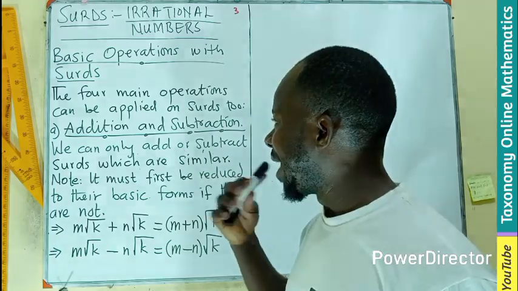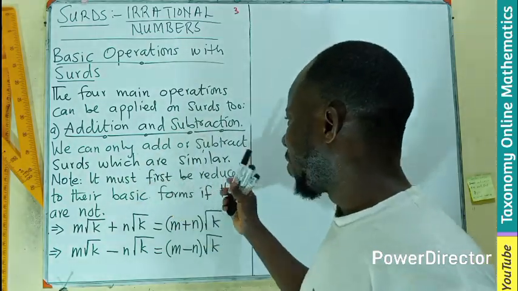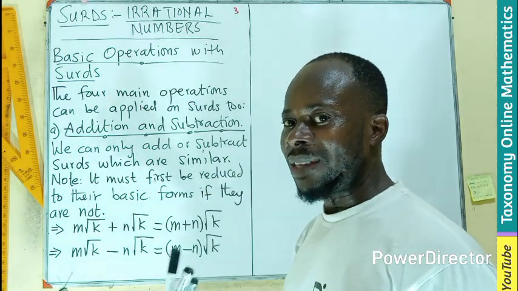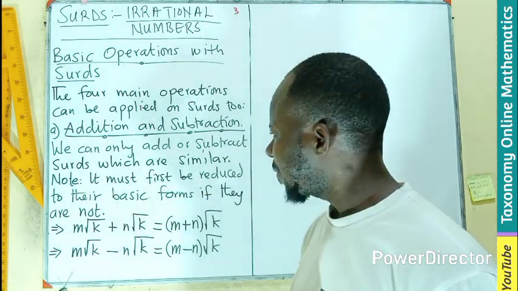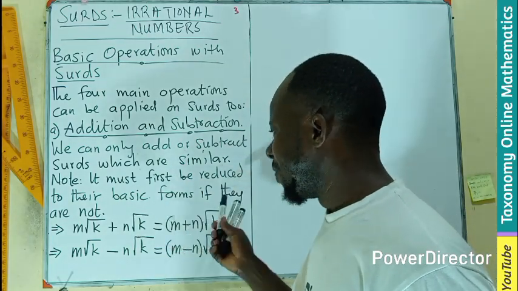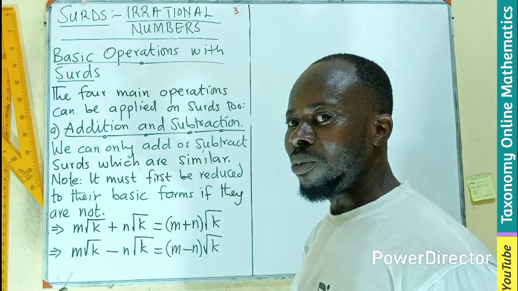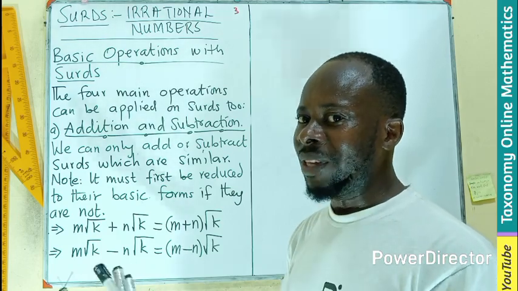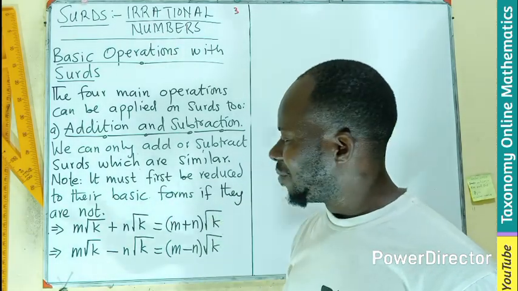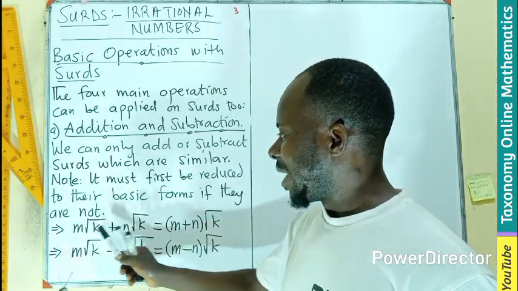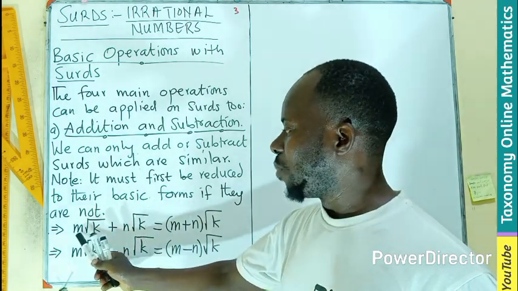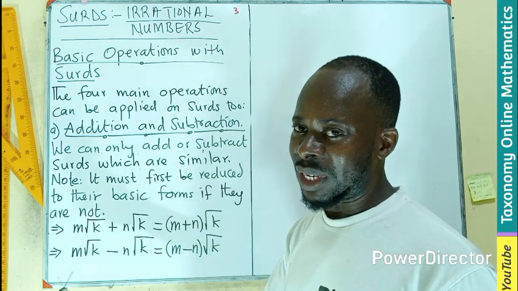So for addition and subtraction, we can only add or subtract surds which are similar. Remember in the first episode, we talked about similar surds. Note, they must first be reduced to their basic form if they are not in their basic form. That will also be understood from the second episode, the basic form of a surd. Being similar surds means that the radicand, the number under the root, is the same. So, root k. What I do is just pick the numbers in front of it as the coefficient.